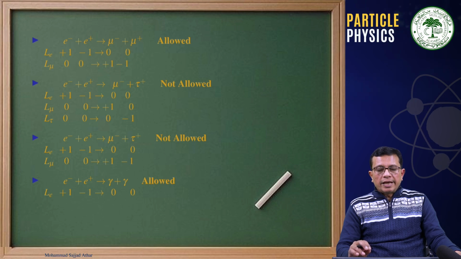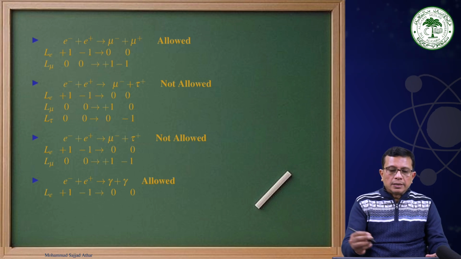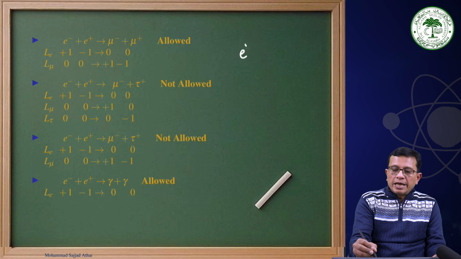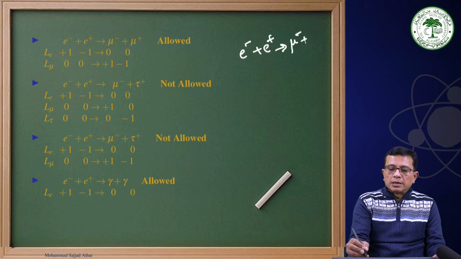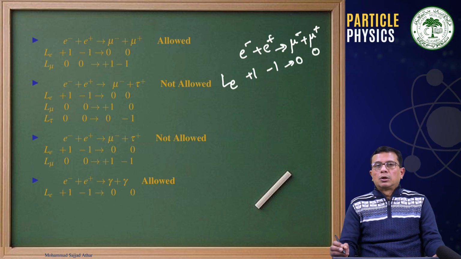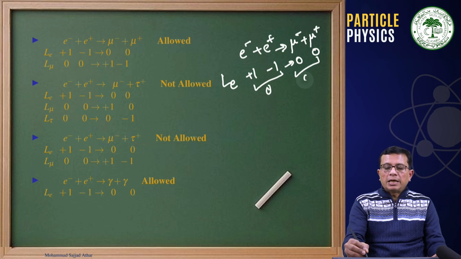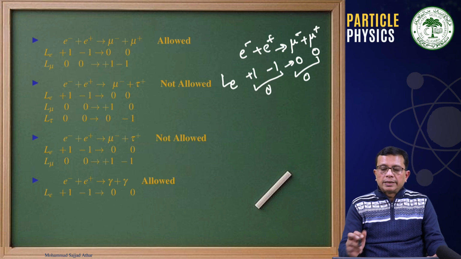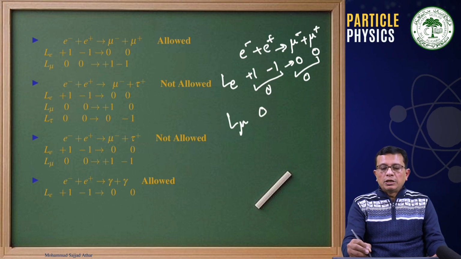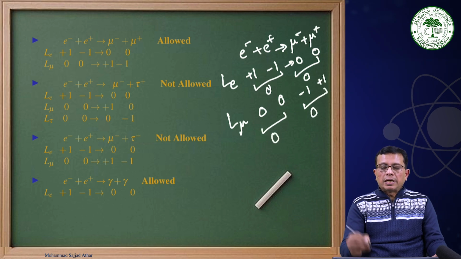Now let us take a few examples to see how we assign lepton numbers to the particles. This is the example which I have written: e minus plus e plus going to mu minus plus mu plus. I am assigning electron-lepton number first. This is +1 for this and -1 for this, while for the right hand side they are 0. And you can see that the sum of the lepton numbers in the initial state is 0, and the sum of the electron-lepton number in the final state is 0. Then when I assign muon-lepton number, this will be 0 for electron and positron, and -1 and +1 for mu minus and mu plus. Therefore this will turn out to be equal to 0, and we have this 0 in the initial state.